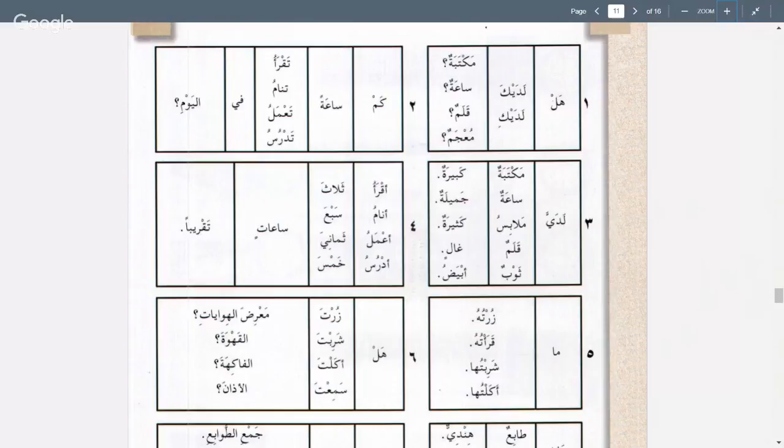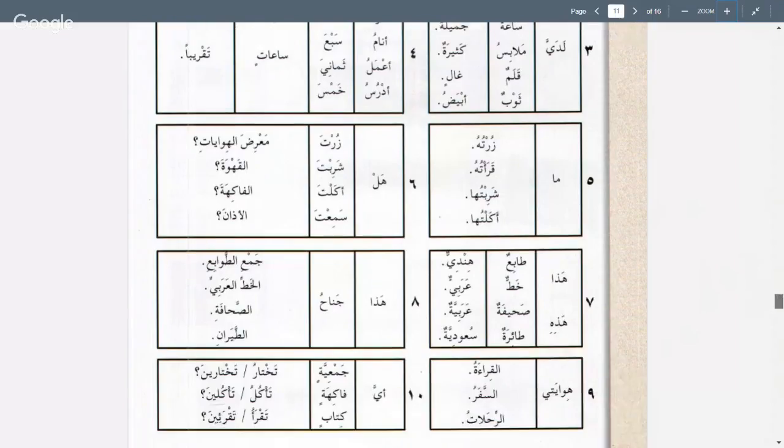So, yeah, good. Okay. Lena, number four. أقرأ ثلاث ساعات تقريبا. I sleep 3 hours approximately. أقرأ. I read. أنام 7 ساعات تقريبا. I sleep 7 hours approximately. أعمل 8 ساعات تقريبا. I work 8 hours approximately. أدرس خمسة ساعات تقريبا. I study 5 hours approximately. Very good.